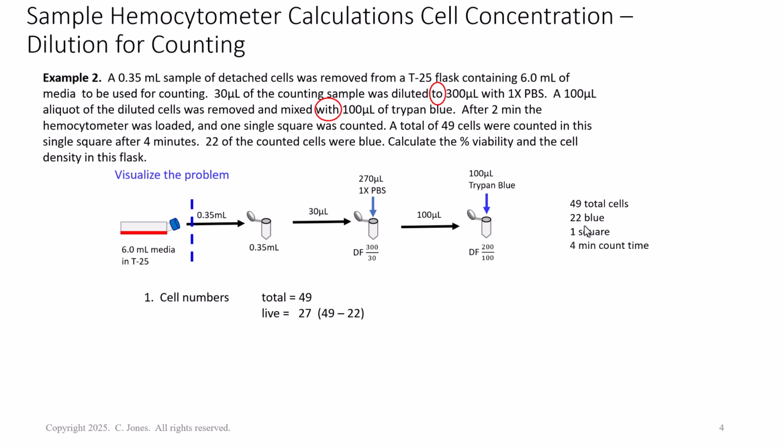We have 27 live cells, 49 total minus 22 non-viable or dead. To calculate the percent viability, again, it's the number of live cells divided by the total number of cells times 100%. Okay, and so the viability is 27 divided by 49 times 100%, or the viability is 55.1%. Again, 3 significant figures, and honestly, this is not a very good viability.